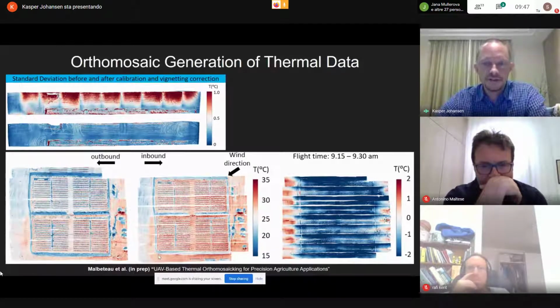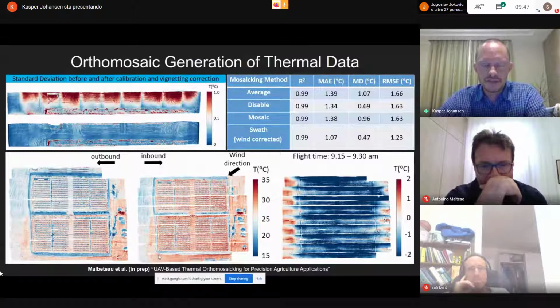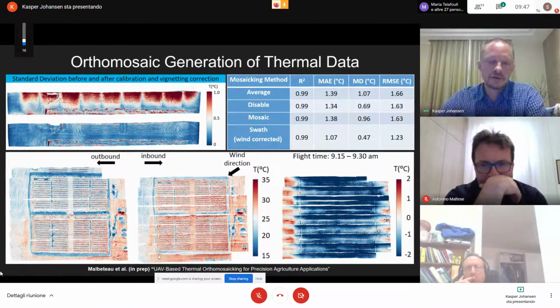So we are currently working on developing a new kind of orthomosaic approach that also takes wind correction into account, just to improve on some of the currently existing orthomosaicing and blending methods that are around. So basically developing an approach that's a bit more suitable for thermal image data.